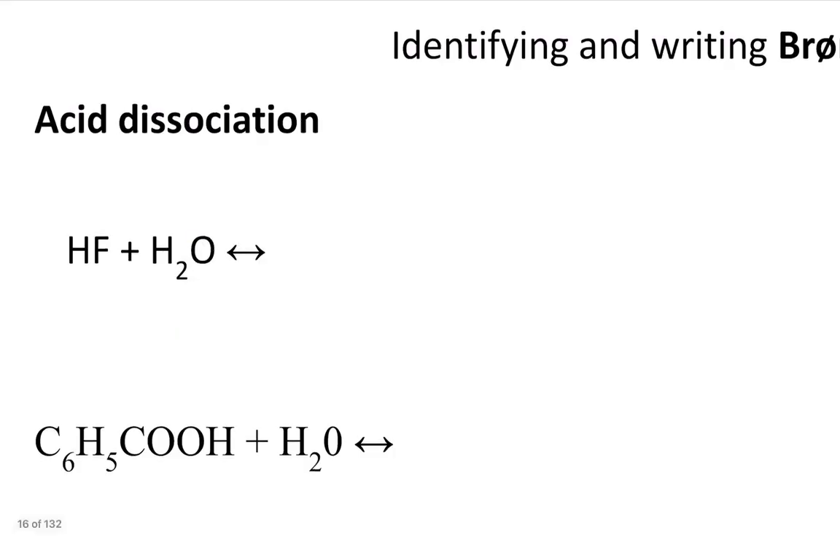If I have HF, the form of HF in my products, the only form it can have is where I have fluorine as an ion. Therefore, it means that my hydrogen was donated to the water molecule, so H3O plus. This is the acid dissociation for the hydrofluoric acid.